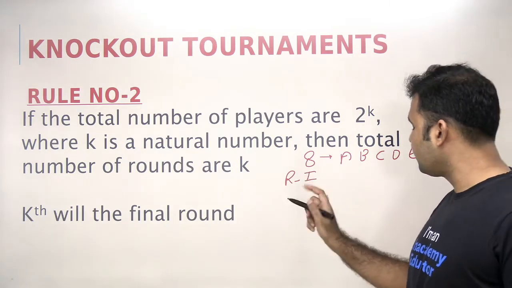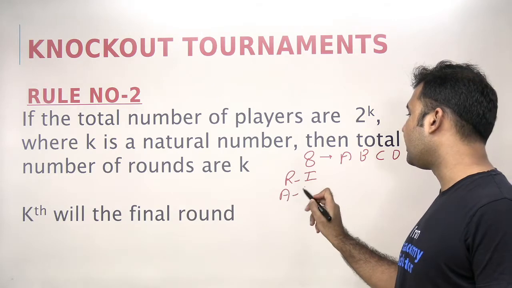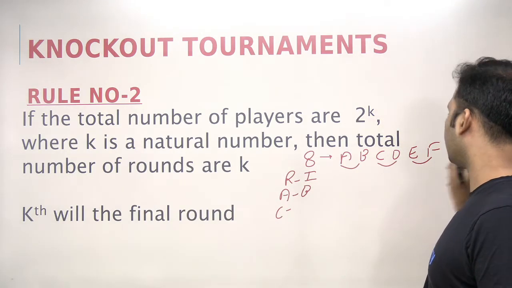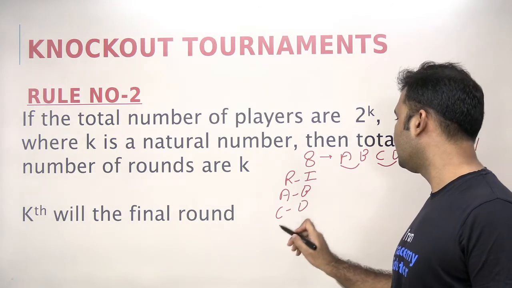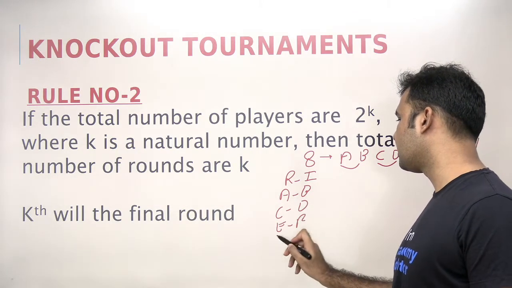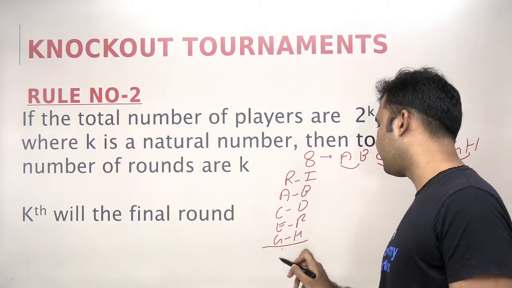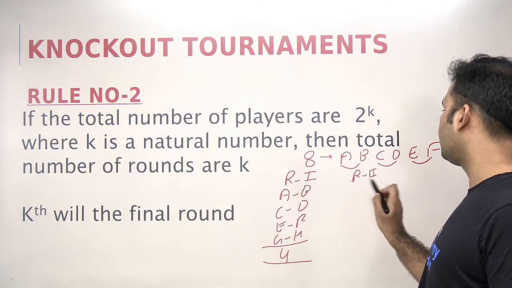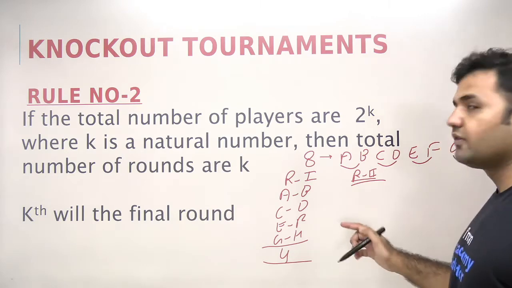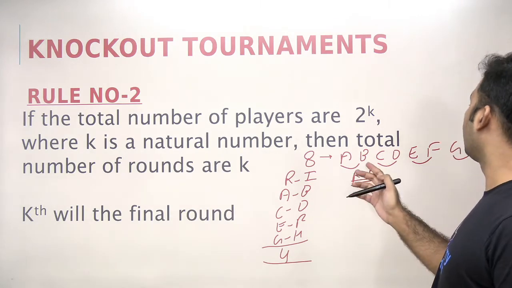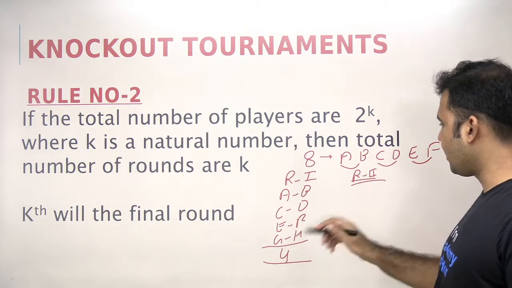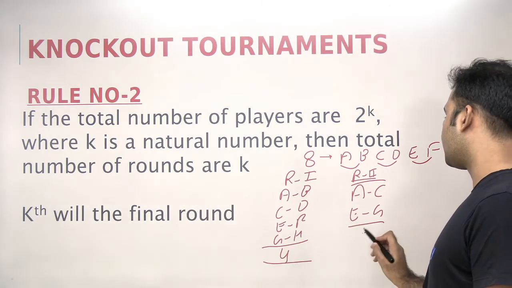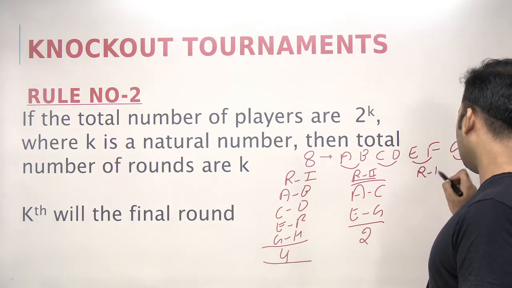So see that in round 1, 4 matches will be happening. A, B, let's say A and B, C and D, E and F and G and H, right? So total number of matches are 4. In round 2, what will be the number of matches that will be happening? 2, we have just seen, okay. Let's say these are the winners. So let's say A, C and E, G are playing. So 2 matches, right?